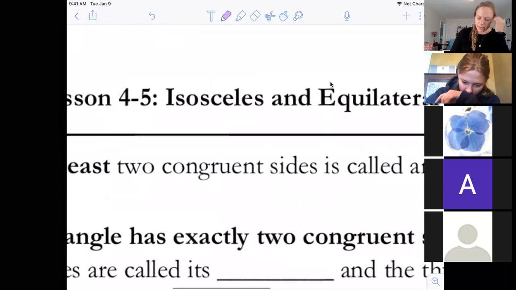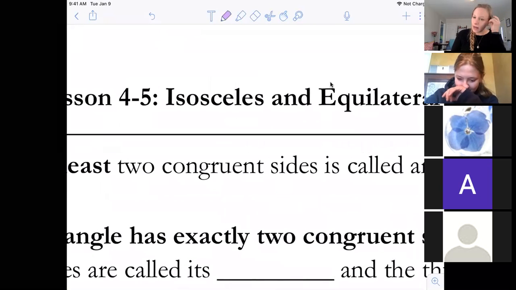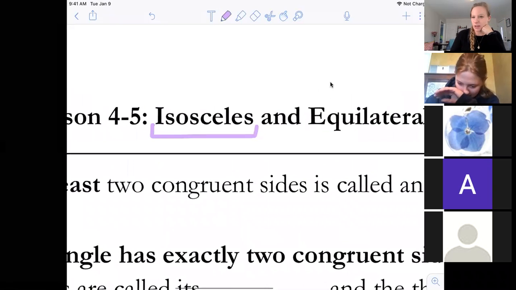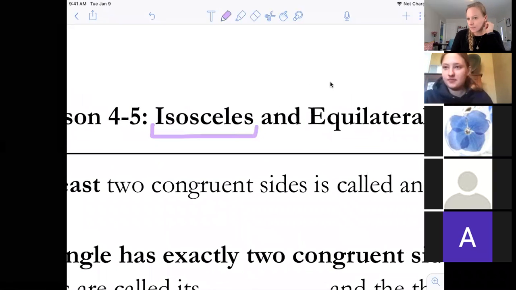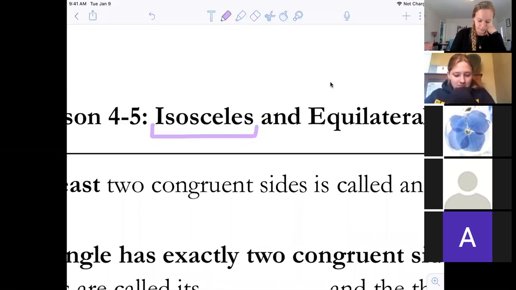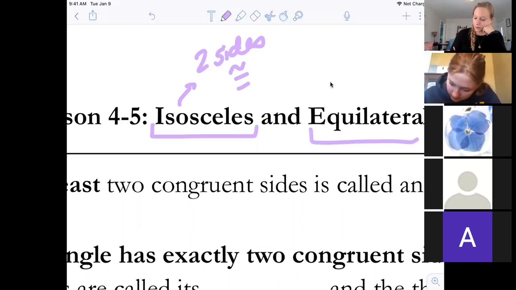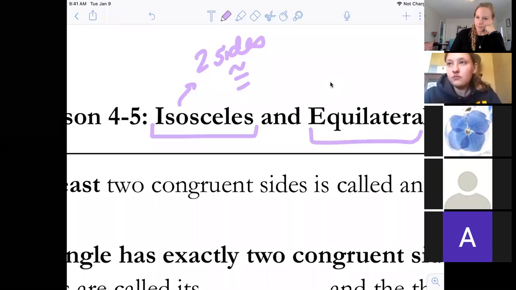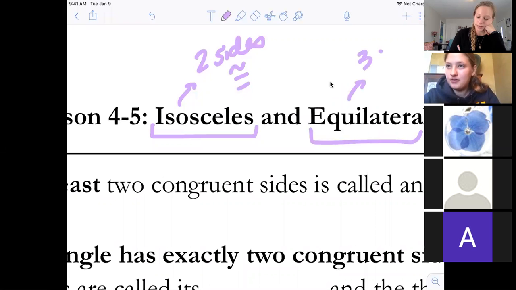So first it says we're dealing with isosceles and equilateral triangles. Do we know what isosceles means? I think back in like 5th, 6th, 7th, 8th grade. Yes. Max, tell me. There's two sides that are the same, like congruent. Two sides are congruent. Very good. And then how is that different than an equilateral triangle? In an equilateral, all the sides are congruent. Good. All 3 sides are congruent.